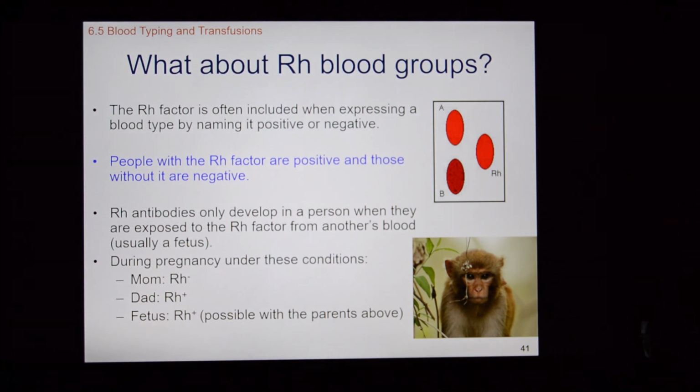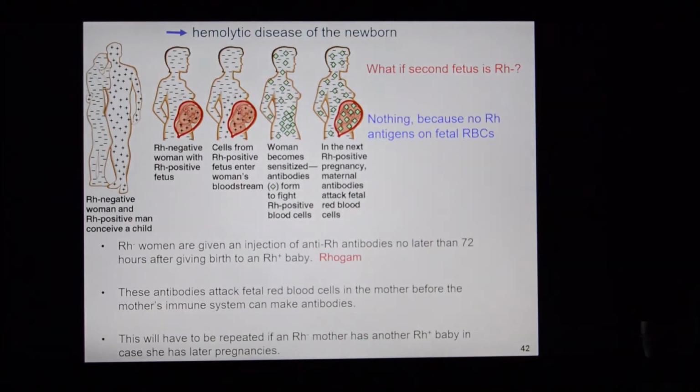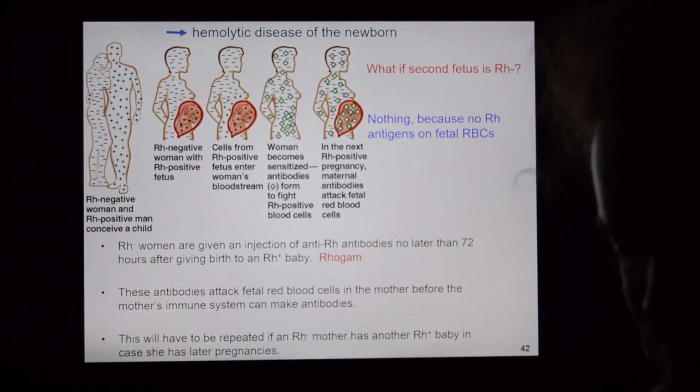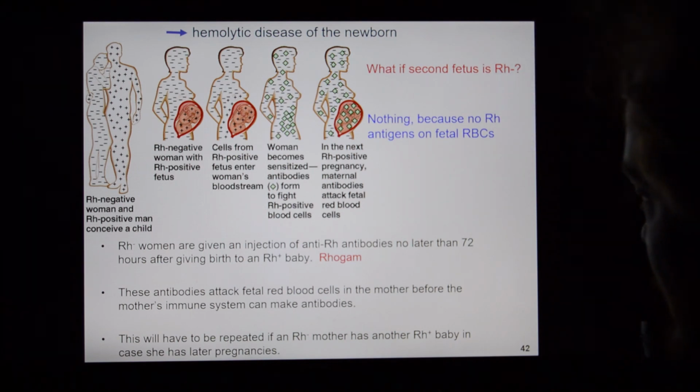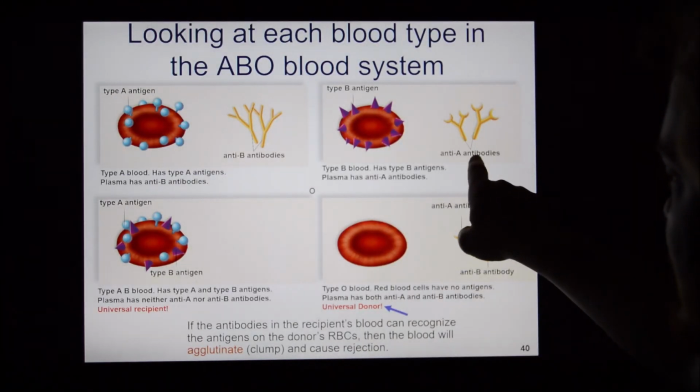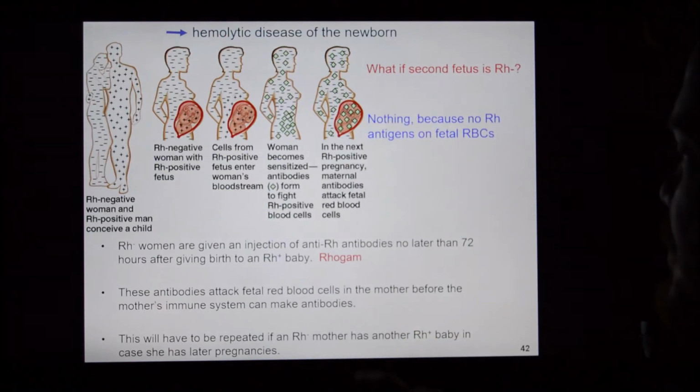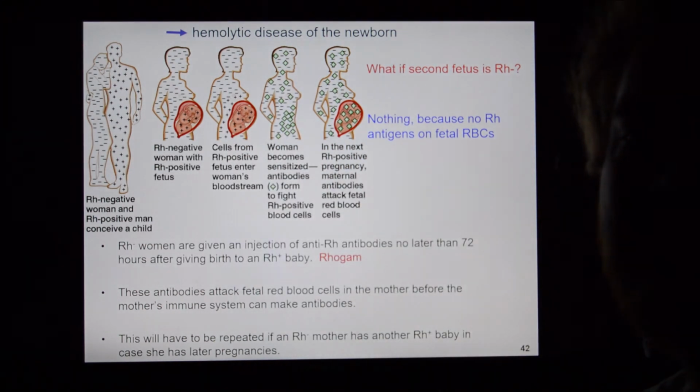But where this becomes a problem is during pregnancy. What this can lead to is what's called hemolytic disease of the newborn. And I shortened this a little bit just to make it a little more concise. All right, let me explain. First comment is that antibodies can cross placenta and get into a baby's bloodstream.